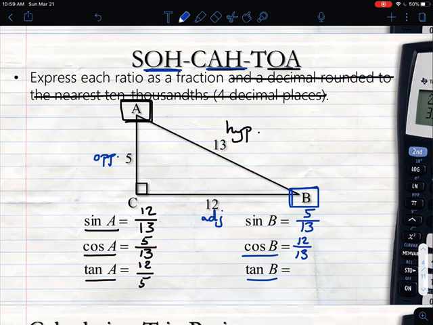And then as we work our way to tangent, that's opposite over adjacent. So the opposite I labeled as 5. The adjacent I labeled as 12, so I just put them into a fraction. There's my ratio. So when it says to express the ratio as a fraction, that's all they're asking you to do. Find the opposite, the adjacent, or the hypotenuse, and put them together in a fraction. Okay?